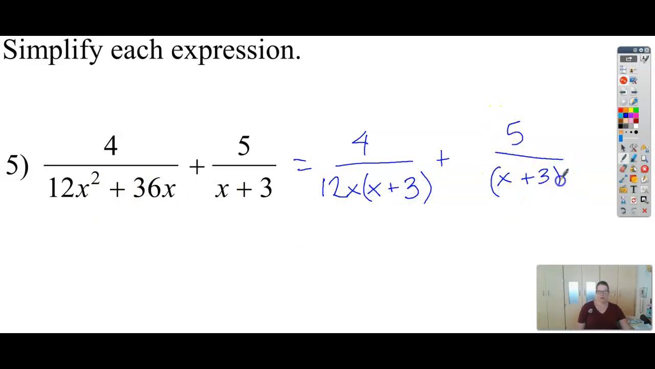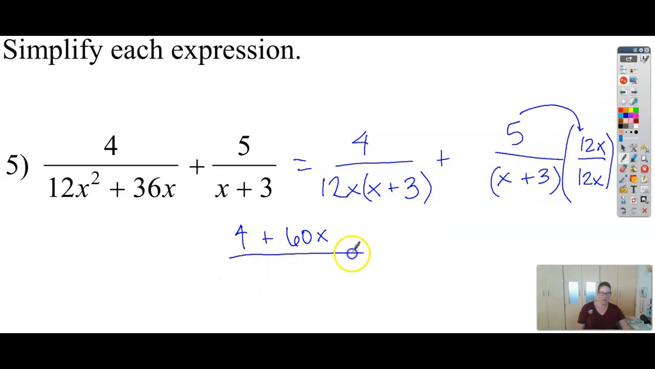So now I can see that both denominators have x plus 3, but that this side is just missing the 12x. So I'm just going to multiply both sides by 12x over 12x. And then I'm going to have a common denominator. So now I can go ahead and simplify everything. 5 times 12 is 60. So 4 plus 60x on the top over that common denominator of 12x times x plus 3.